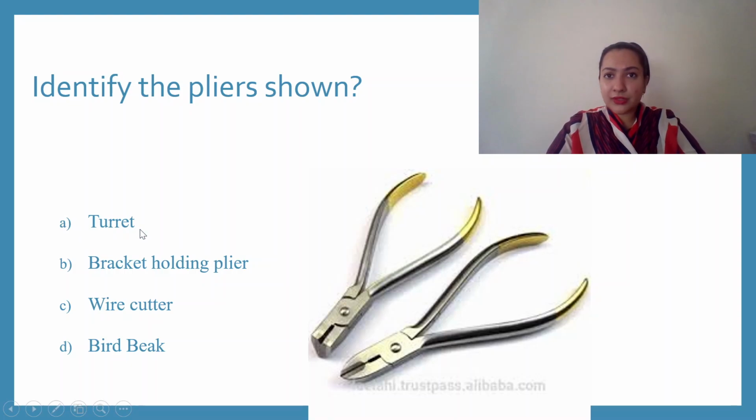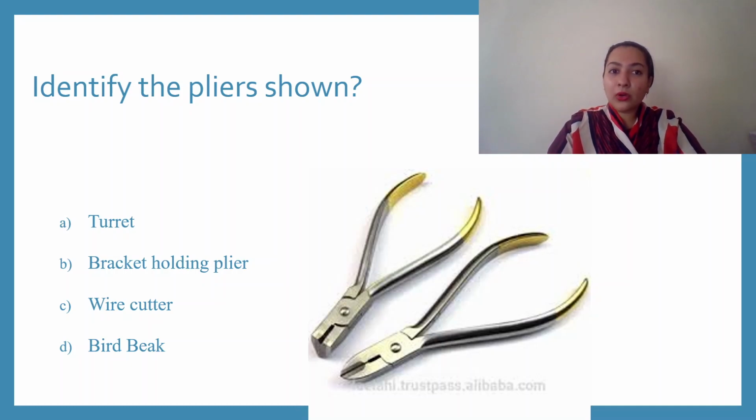Turret is a different instrument. You all can see what a turret looks like, or maybe I can show you in one of my lectures. Bracket holding pliers is basically a reverse tweezer. Okay, it is used to hold the brackets and place them onto the tooth surface. Bird beak is again a different instrument. Maybe we can take up one lecture which is purely based on identification of instruments.